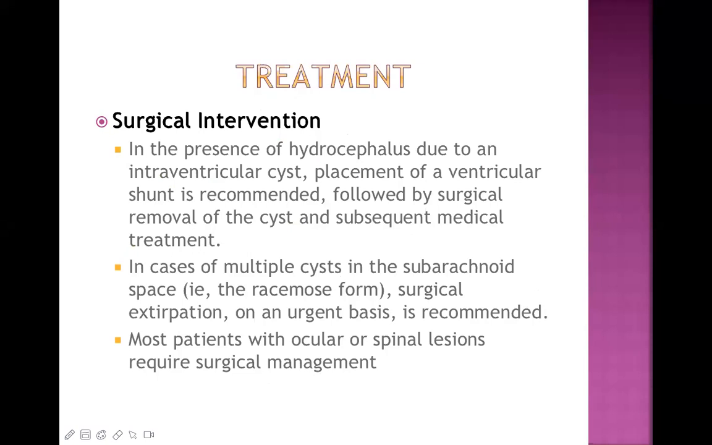Now, what's the role of surgery? Surgery has a definite role. For example, the patient presents with hydrocephalus. There is a neurocysticercotic lesion inside the ventricles of the brain, which is causing obstruction. We have to go for a shunt, a VP shunt, ventriculoperitoneal shunt, for the treatment. Everybody knows that. This should be followed by surgical removal of the cyst and subsequently medical treatment. All those anti-seizure medicines and whatever is necessary, we can give later on.